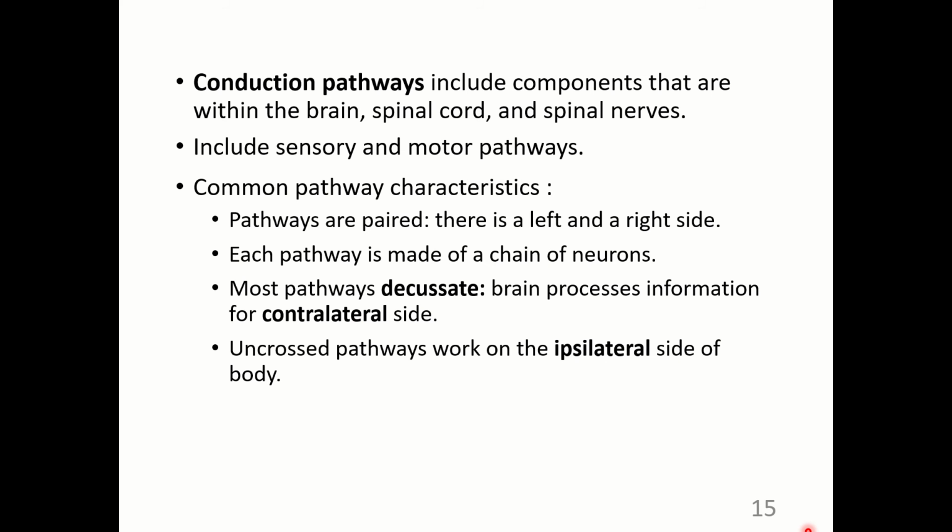There are conduction pathways in the spinal cord that include components within the brain, spinal cord, and spinal nerves. These include sensory and motor pathways. There are common pathway characteristics, such as pathways are paired. There will be a left and a right side. Each pathway is made of a chain of neurons. Some have 2, some have 3.